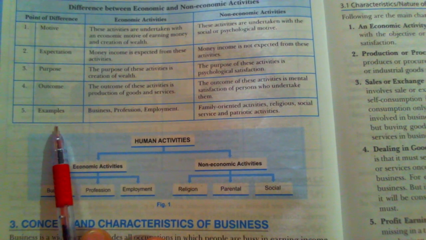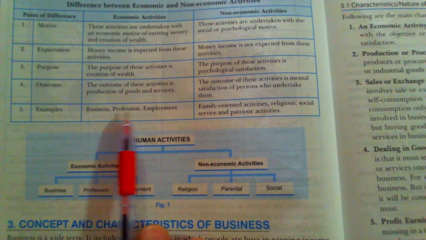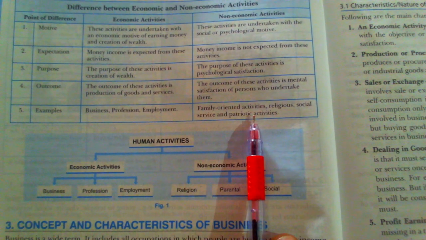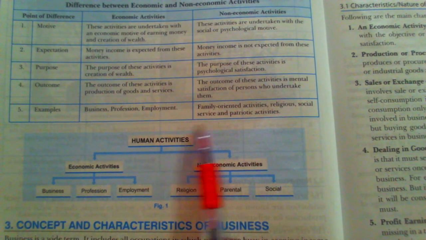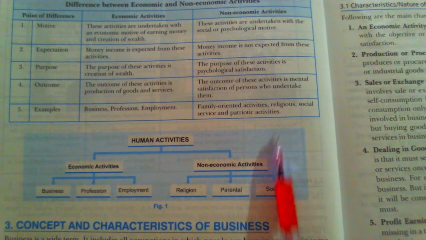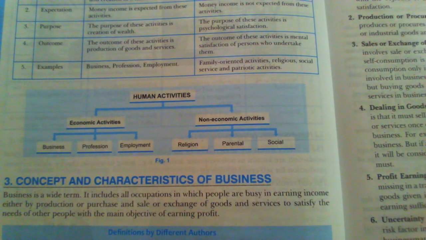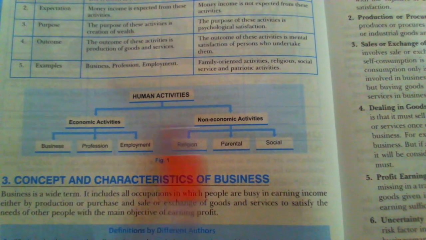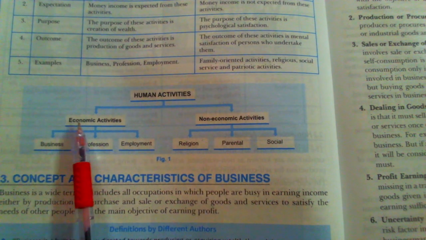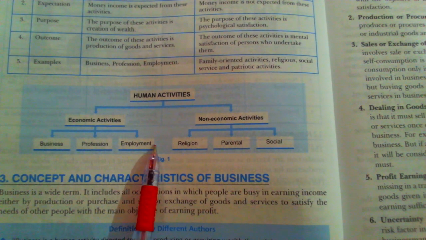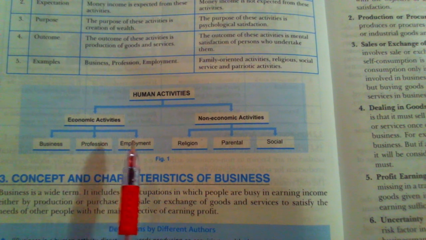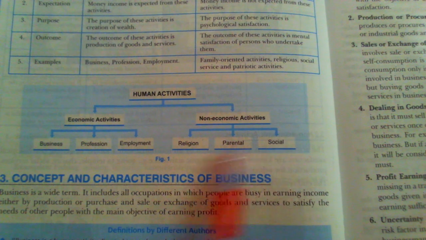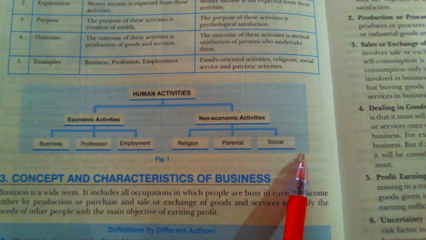Next, examples. Economic activities are like business, profession, employment. Non-economic activities are family-oriented activities, religious, social service, and patriotic activities. So, human activities can be divided in two ways: economic activities and non-economic activities. Economic activities are further divided into three types: business, profession, employment. These are all economic activities. And non-economic activities are religious, parental, or social.